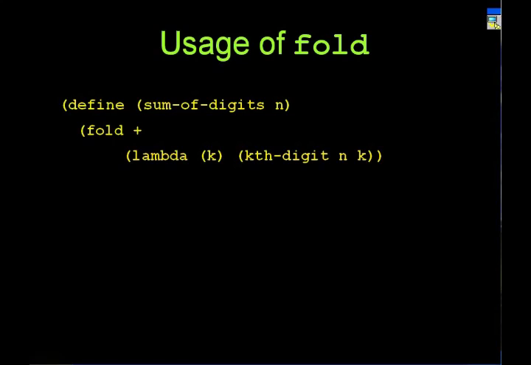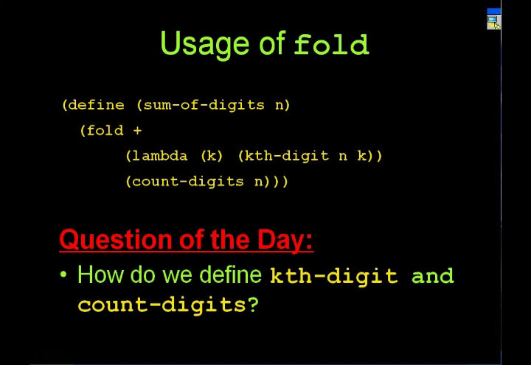Okay, it turns out you must return the k-th digit of n, and you must count digits. So how do you do this? You go and try to do it yourself. Essentially, you need to write these two helper procedures. For kicks, you do this yourself.